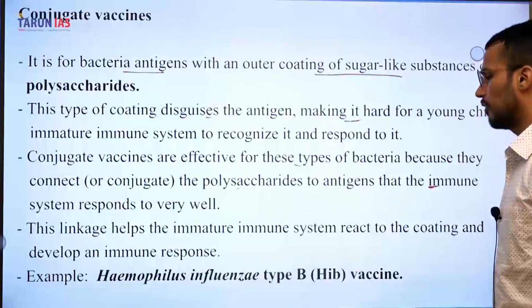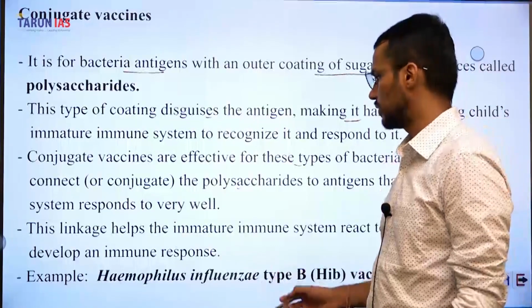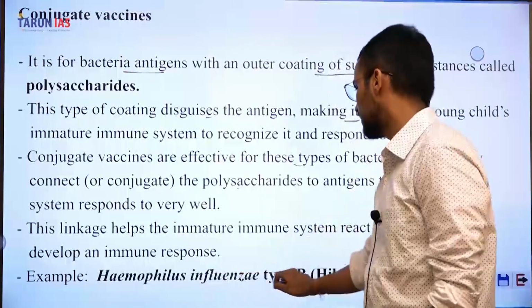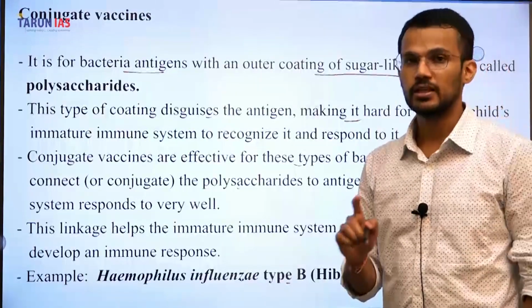So the most famous conjugate vaccine that is being used is Haemophilus influenzae type B, that means the HIB vaccine.